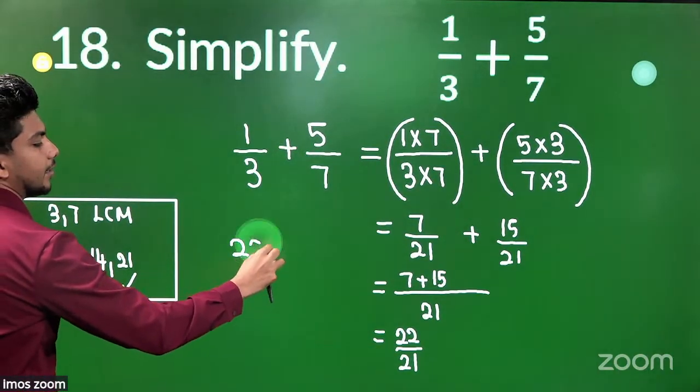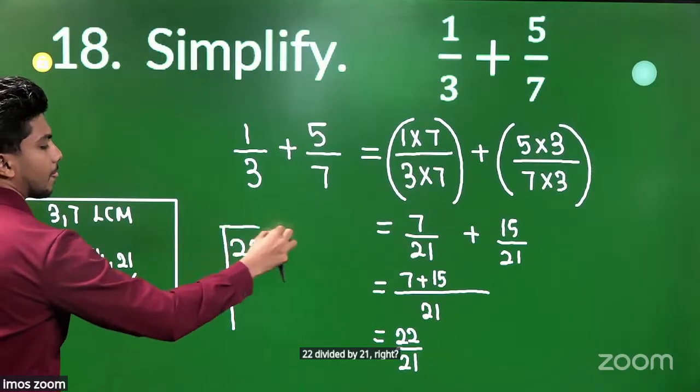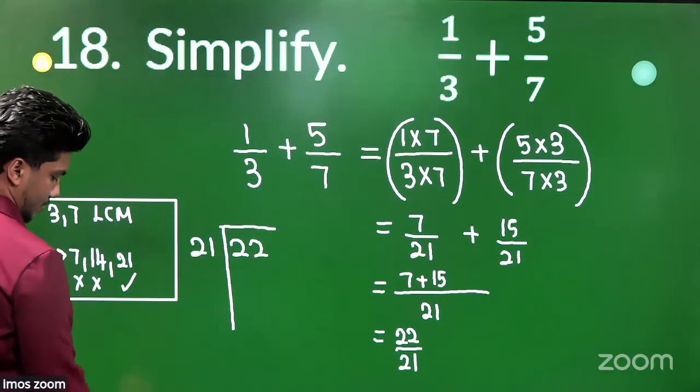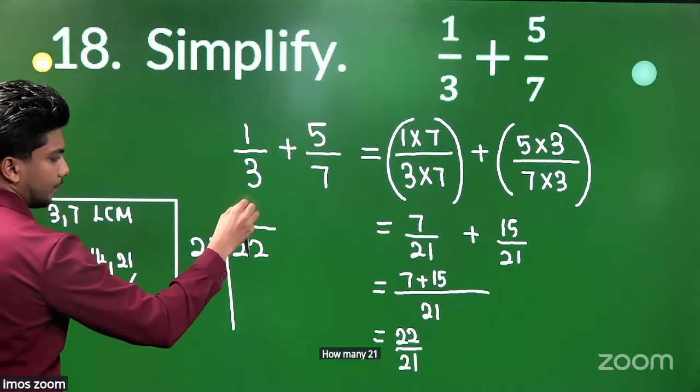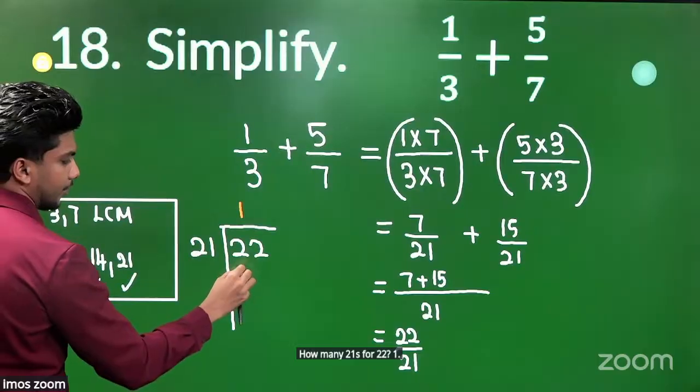22 divided by 21, right? How many 21s for 22? 1. 21 into 1, 21.